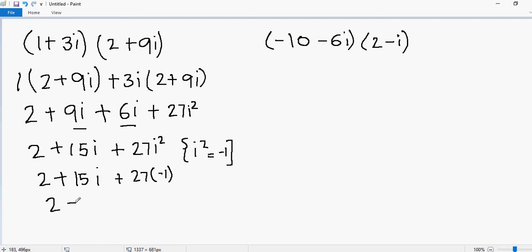Now 2 plus 15i. Now 27 times negative 1, so we can just ignore the signs. 27 times 1 will be 27. And then we have to put the negative sign because plus and minus will make minus. So 27 times negative 1 will give me negative 27. Now again, I have these two like terms, so we can combine them together. 2 minus 27 will give me negative 25. So I will have negative 25 plus 15i. And that's my final answer.